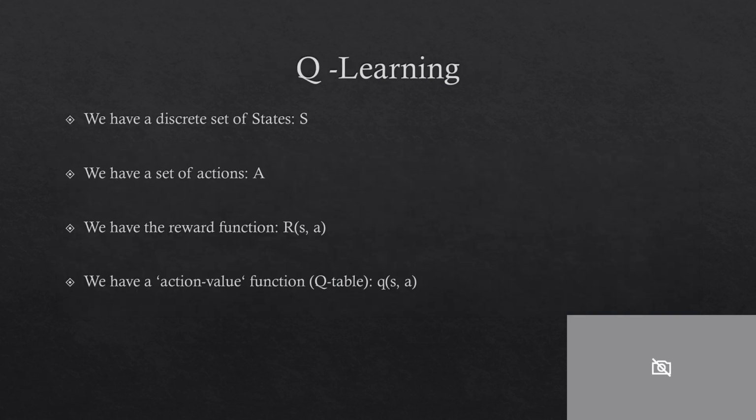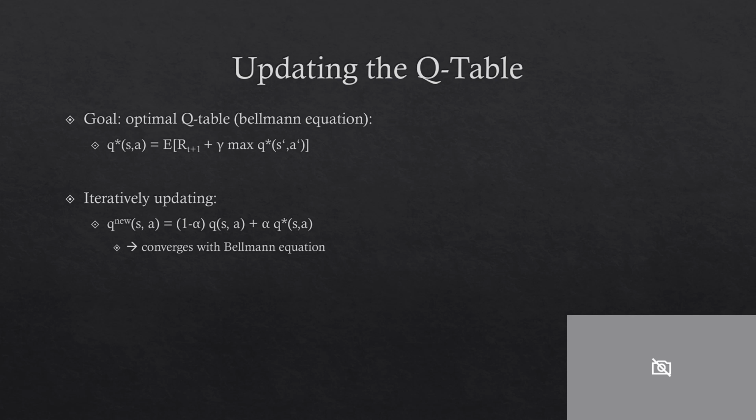Then we also have an action value function. We already talked about it in our video about reinforcement learning. Here it's a Q table. So there's a Q value for every action in every state. It's being initialized with all zeros, and this is what we want to learn. We're going to update it, and our goal is to get it as close as possible to the Bellman equation.